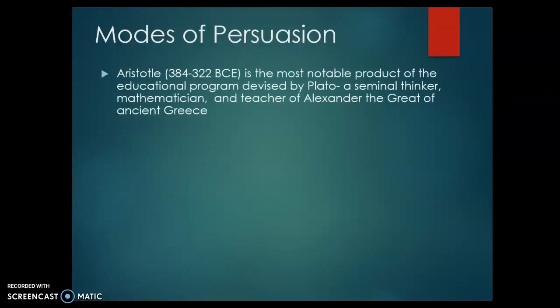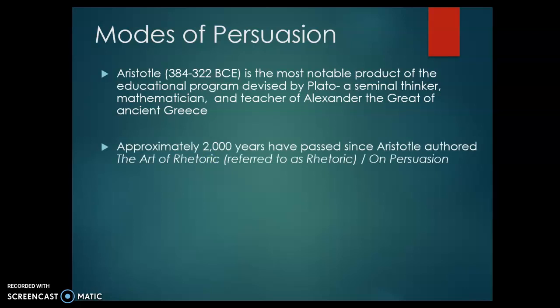Here is the other part. Modes of persuasion. This is probably the most important part of rhetoric and argumentation. The appeals of persuasion. Aristotle, 384-322 BCE, is the most notable product of the educational program devised by Plato, a seminal thinker, mathematician, and thinker of Alexander the Great of ancient Greece. 2,000 years ago, he was the author of The Art of Rhetoric. We often refer to this as just simply rhetoric, or on persuasion and communication.